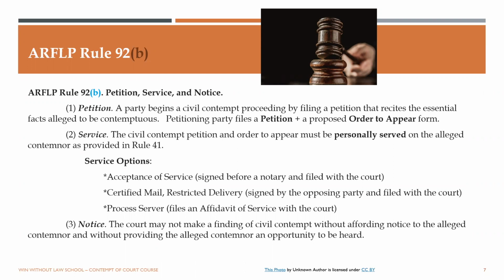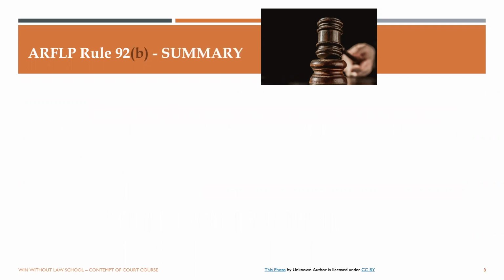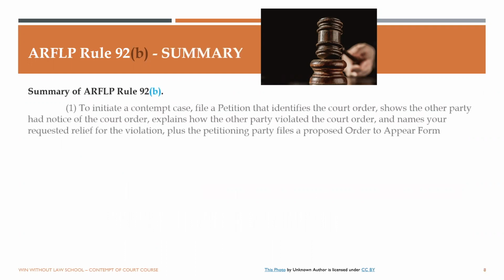So this is just making clear that the other side is entitled to due process before a contempt finding can be entered. All right, so let's just do a quick summary of Rule 92B.